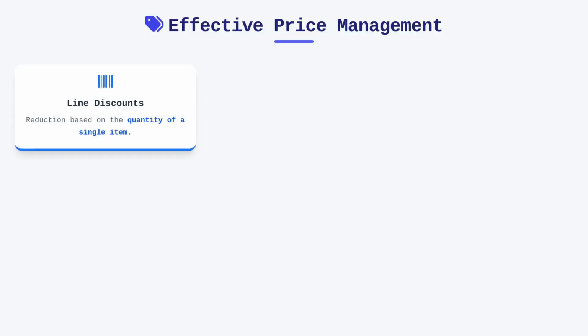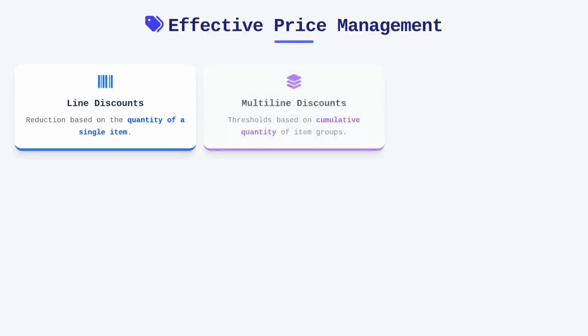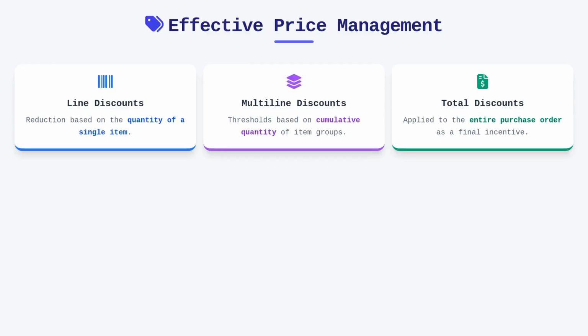Effective price management requires a granular understanding of discount types, which the system categorizes into line, multi-line, and total discounts. Line discounts are the most common application, providing a reduction in price based on the quantity purchased of a single item. Multi-line discounts introduce complexity by applying thresholds based on the cumulative quantity of a category or group of items, which can significantly alter the net cost of an order.